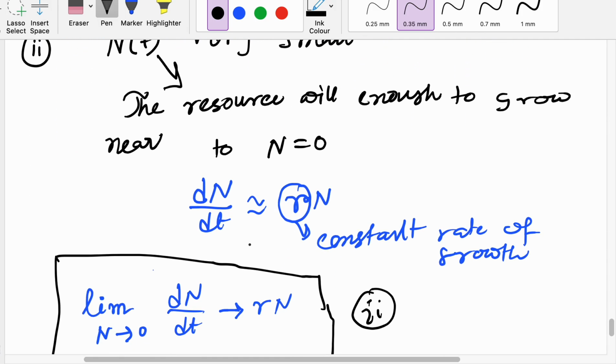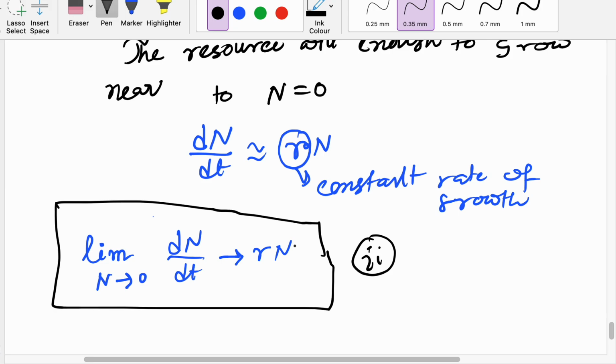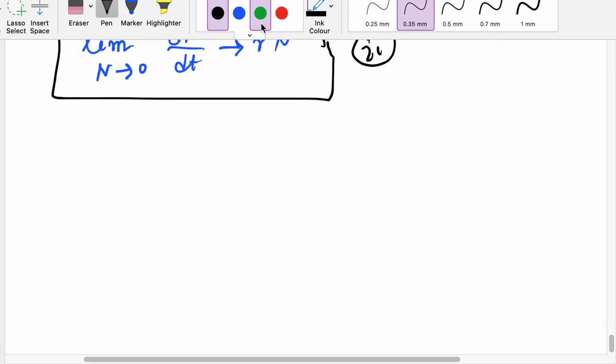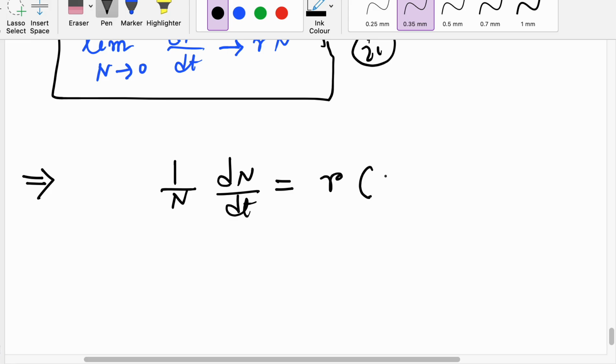Now a simple equation which satisfies both of these assumptions, that means dN/dt is 0 at N equal to K, and dN/dt is proportional to rN when N tends to 0, is this equation. Let me write this equation. This is called the logistic equation that you were pointing out in the previous class, the logistic equation versus the exponential growth model. So this is basically (1/N) dN/dt equal to r(1 minus N/K).